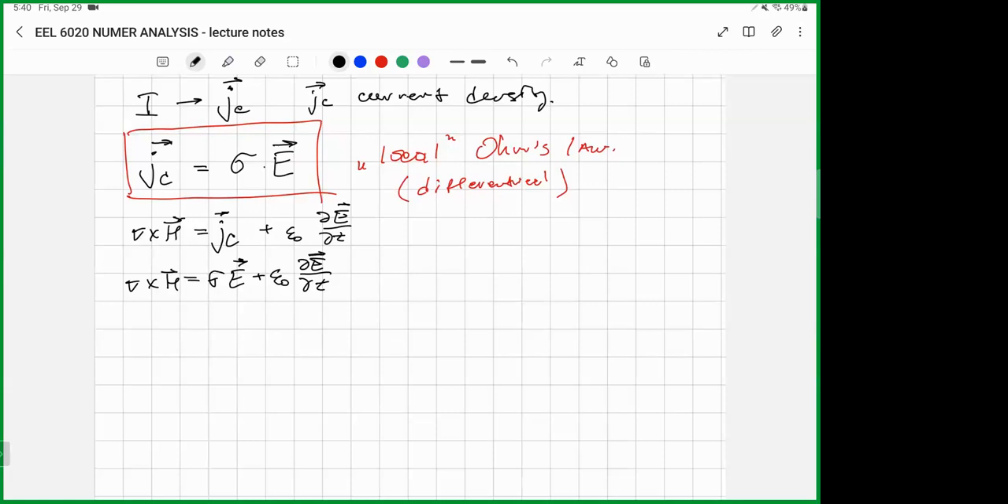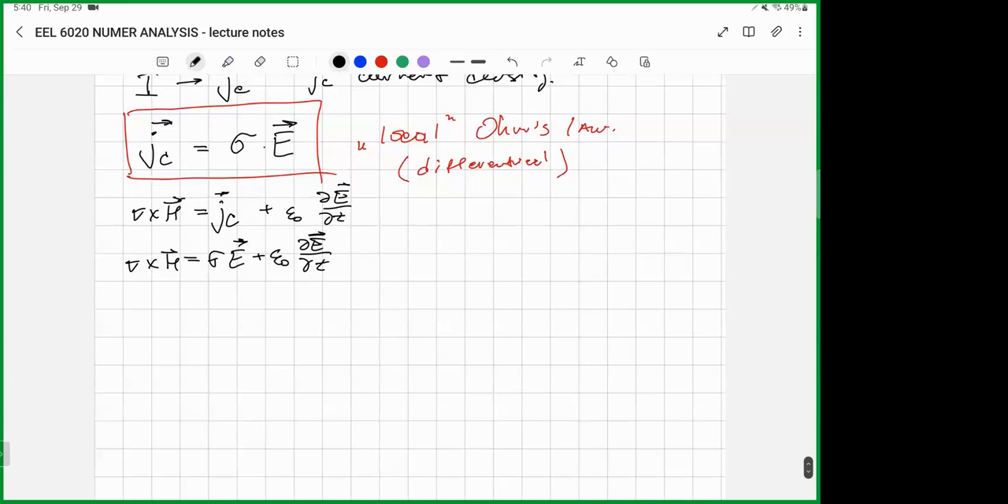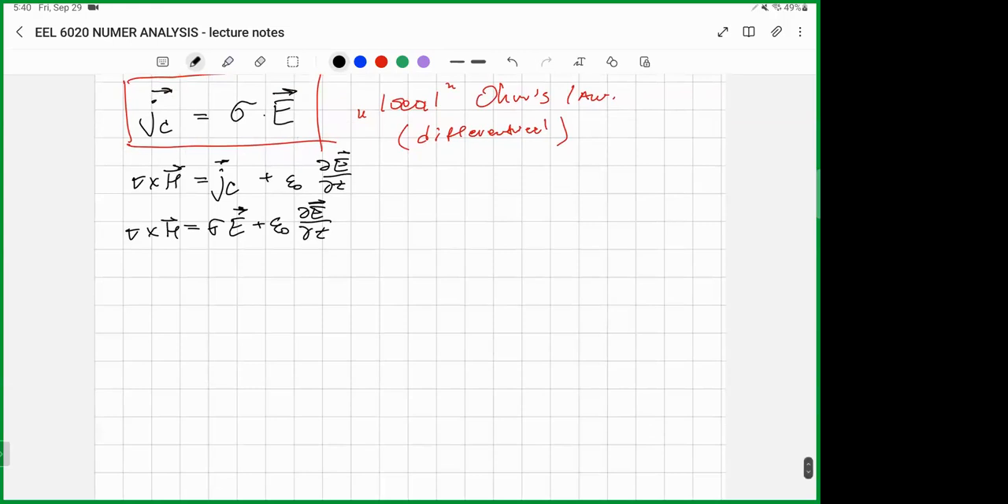Usually, in most cases, this local Ohm's law with the electric field works well, but there are some exceptions to this law, depending on the material. So the electric field causes the current.